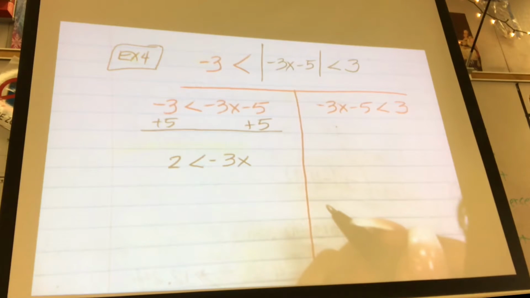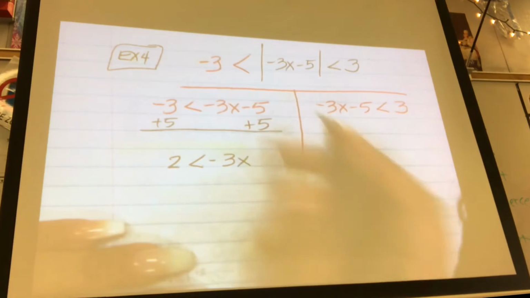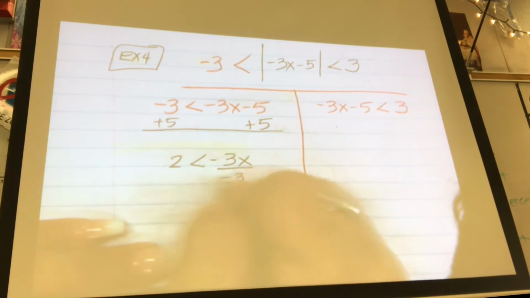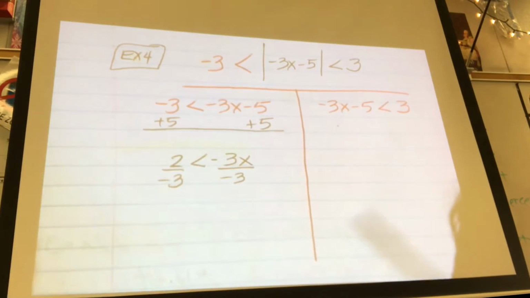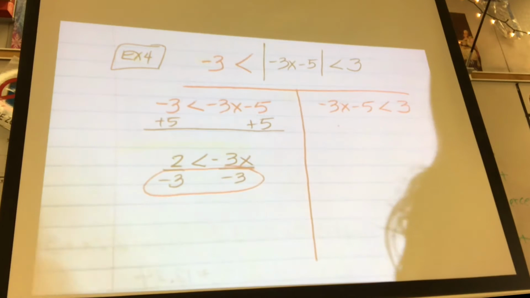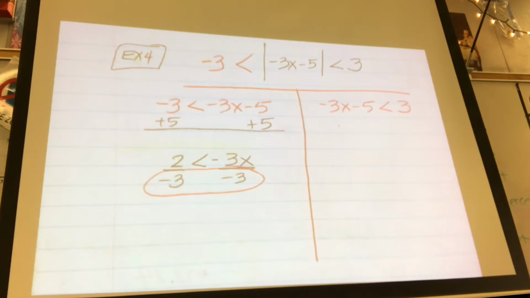What do you do with that -3? Divide both sides by -3. Don't yell it out, but who can tell me what happens when you divide across an inequality with a negative number? What happens when you divide by a negative number?